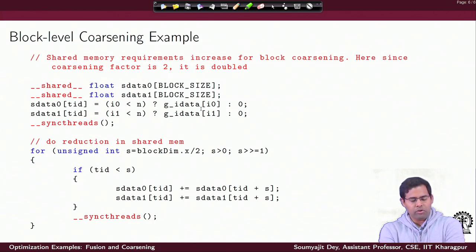I am using the global thread ID I1 to load data in the other shared memory, which is S data 1. Now observe one thing: when I am using I0 or I1, I am loading data from adjacent blocks. I am loading the data into 2 shared memories. Since I am loading the data from adjacent blocks with the same offset, I am loading the data into the different shared memories at the same offset.